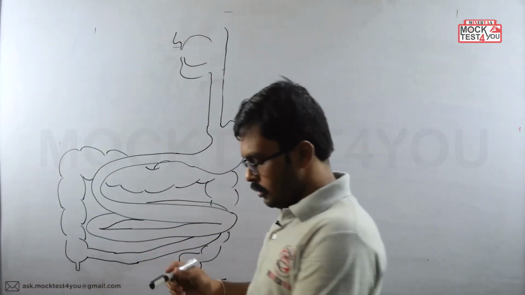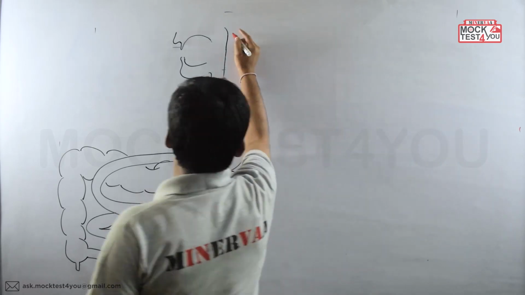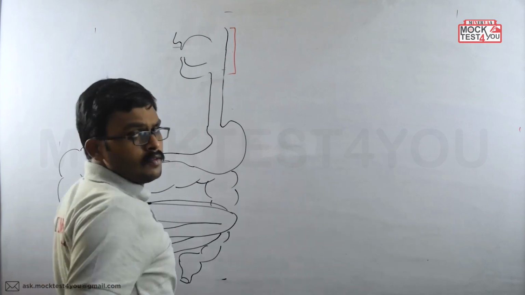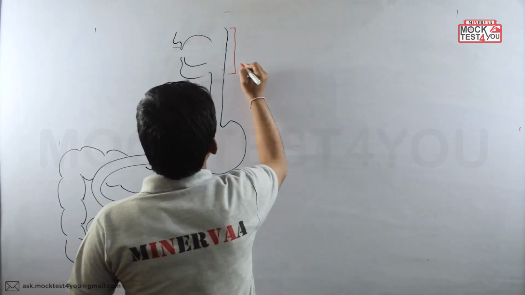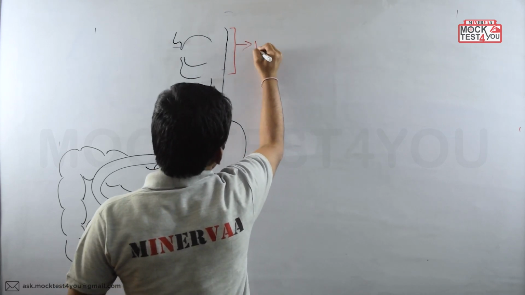So here the end region of the oral cavity is known as what? This is known as pharynx, you know. So this is called as what? This is called the pharynx region.